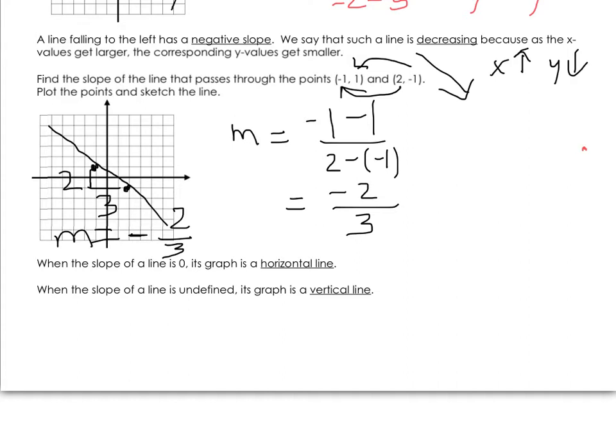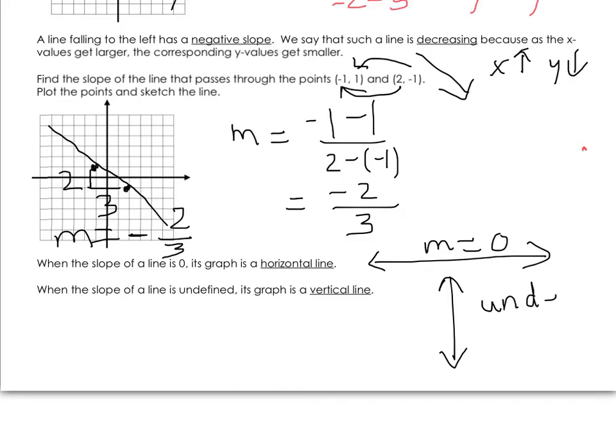When the slope of the line is 0, that's a horizontal line. The slope is 0. When the slope of the line is undefined, it is a vertical line. Undefined slope.